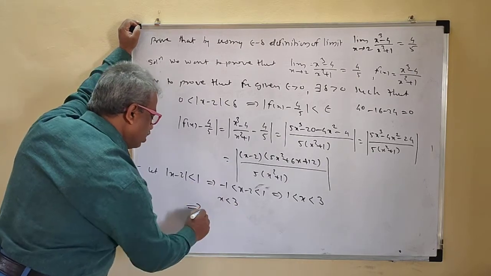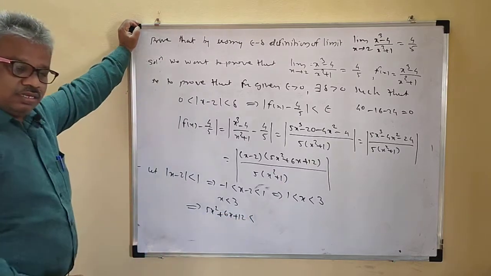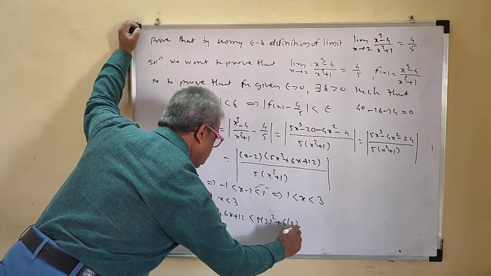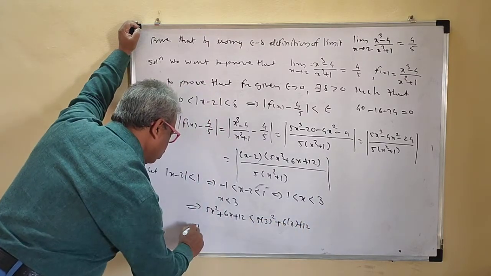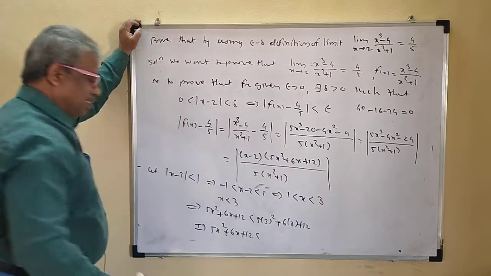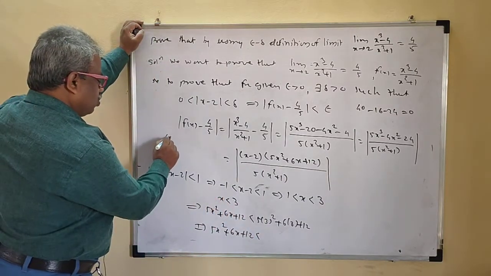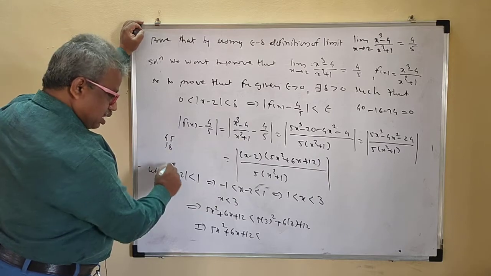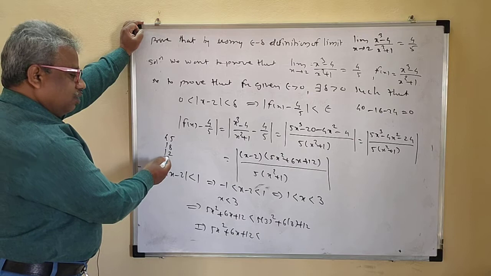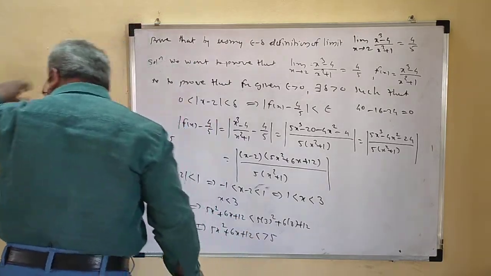This implies that 5x square plus 6x plus 12 is less than what? 5 into 3 square, plus 6 into 3, plus 12. So this is 45, then 18, and then 12. Okay, so this is 30, this is 75. So 5x square plus 6x plus 12 is less than 75.